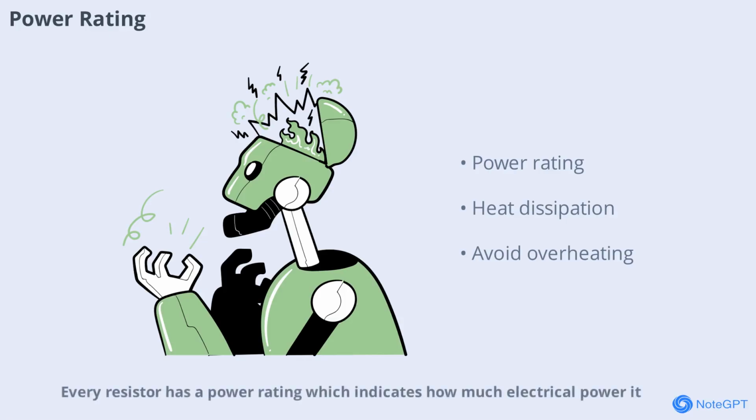Every resistor has a power rating, which indicates how much electrical power it can safely dissipate as heat without being damaged. Exceeding this rating can cause the resistor to overheat and fail. Common power ratings include 1/8 watt, 1/4 watt, and 1 watt, but higher ratings are available for demanding applications. Always choose a resistor with an adequate power rating for your circuit.